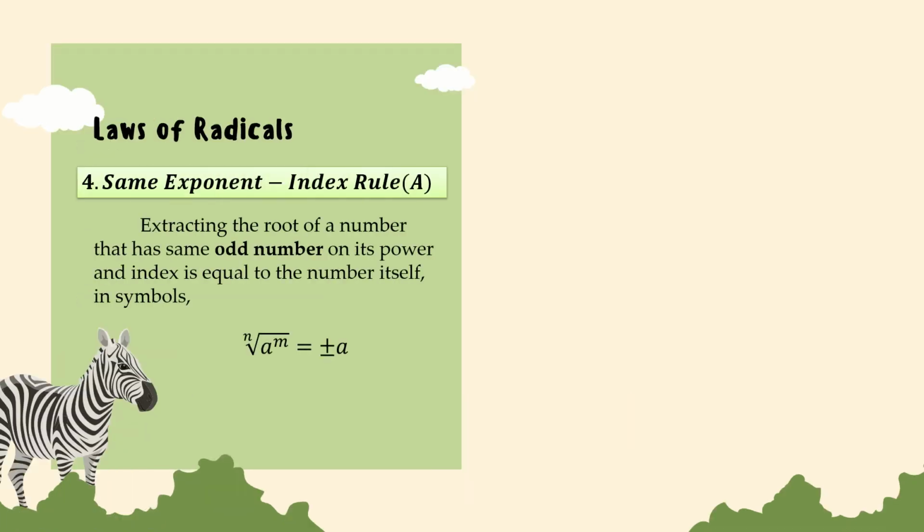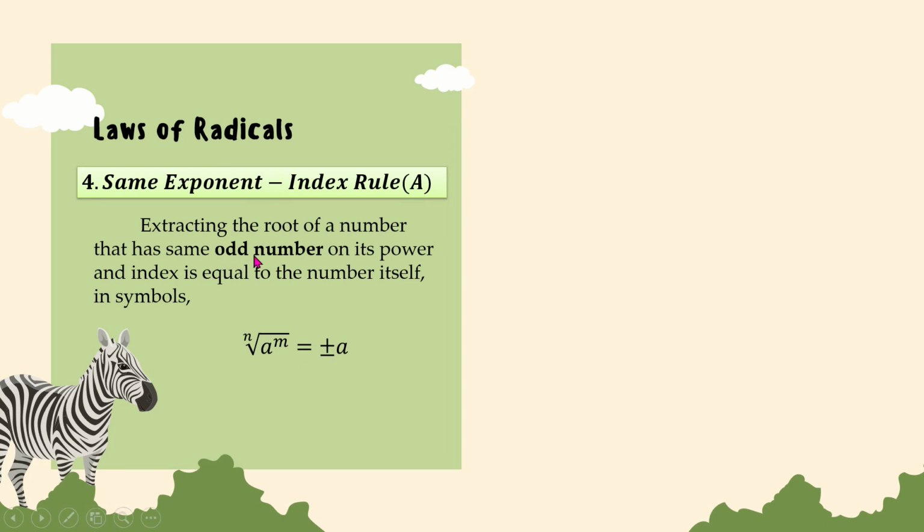We have the fourth rule of the radical. Same exponent index rule. Set A. Extracting the root of a number that has same odd number on its power and index. Sige pasabot aning odd number.